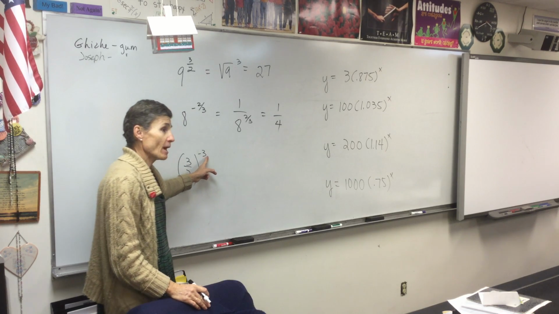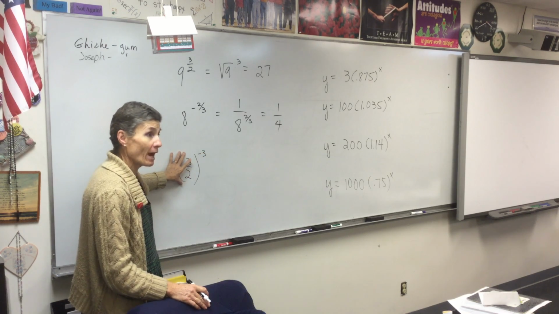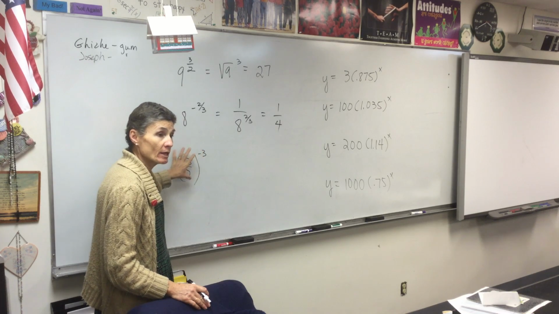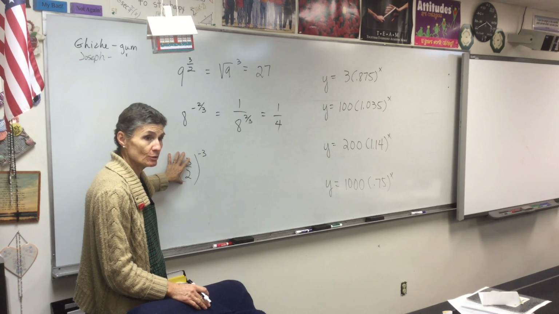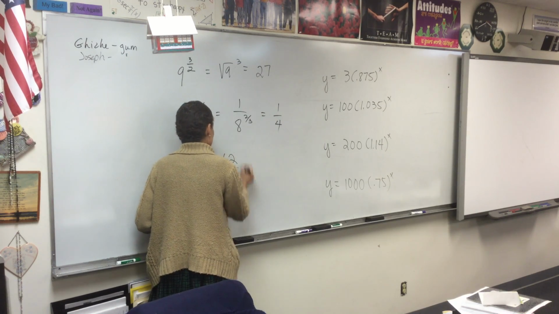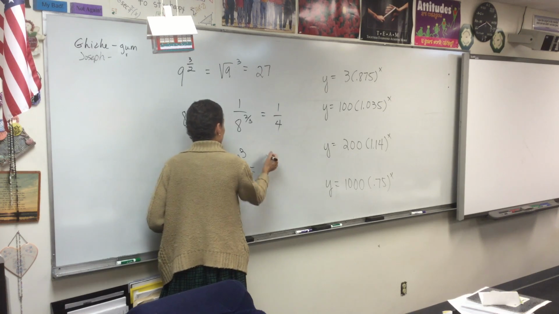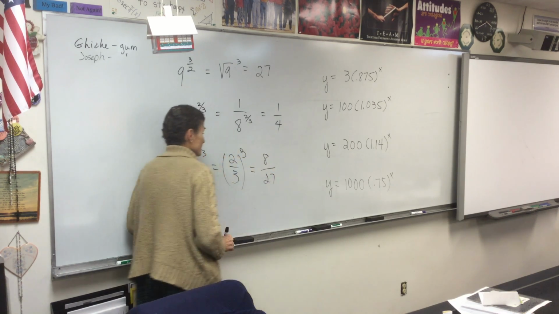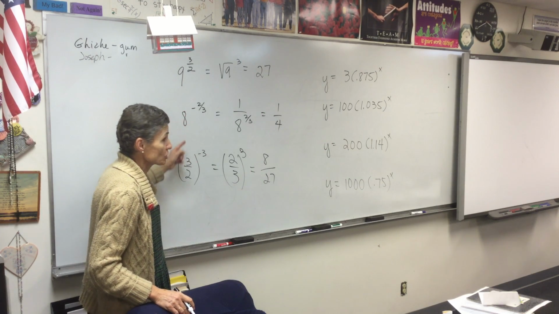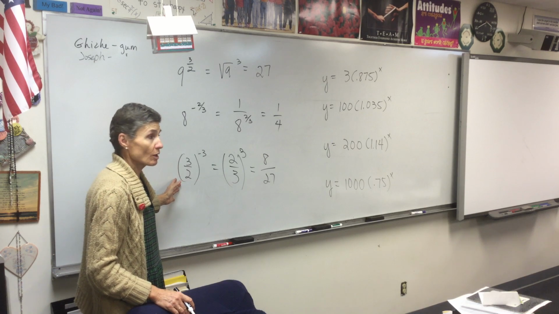Now this isn't a fractional exponent, but it's a negative exponent on a fraction. And what does a negative exponent on a fraction do? Flips it. So this becomes 2/3 to the 3rd. When we take the fraction to the 3rd power, we take the top and the bottom to the 3rd power. 8/27. Anybody have a question about those? Because from now on, I'm just going to assume you can do those.